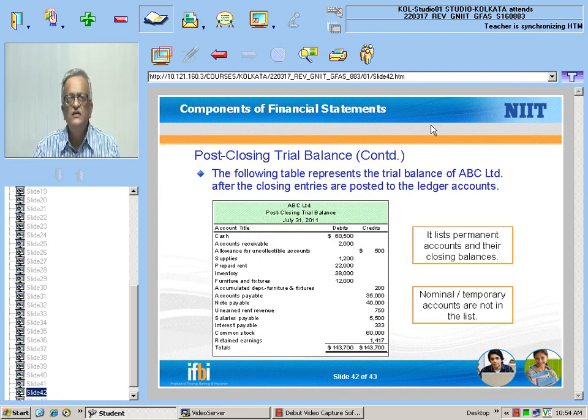So this is the post-closing trial balance. I'm not going into details. As you can see, in the post-closing trial balance, no nominal or temporary accounts are there. Only permanent accounts are there. What are these permanent accounts? Assets, liability, equity. No other accounts are there. That means all temporary accounts are closed and do not find a place in the post-closing trial balance.